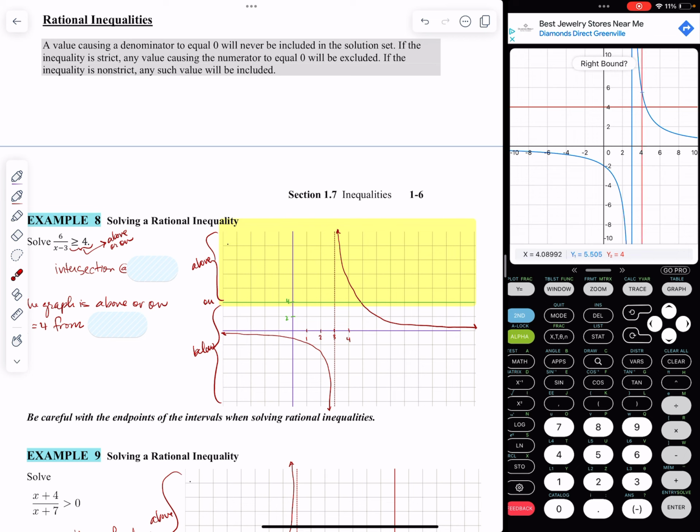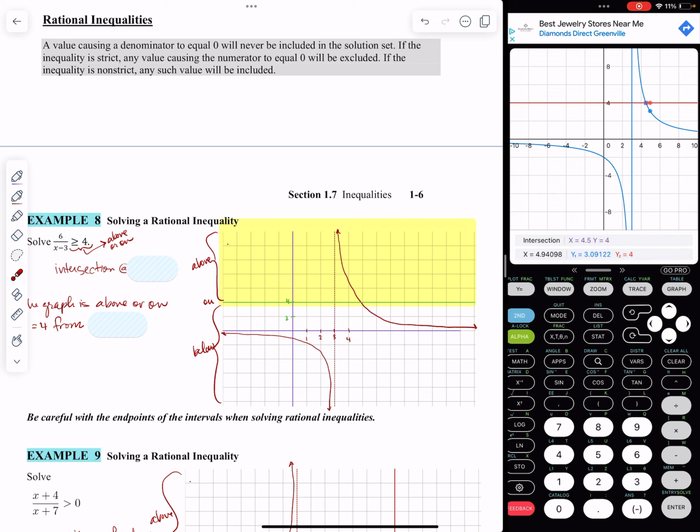And mine's asking for right bound. Yours is going to ask for second curve. You don't have to move your cursor anywhere. And then it'll ask you to guess, and you don't want to guess. And what we notice is that these two are going to intersect each other at the value of x equals 4.5.